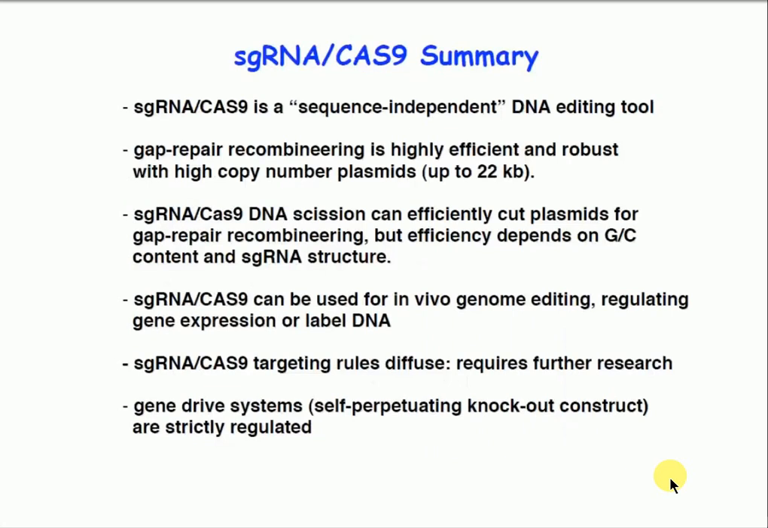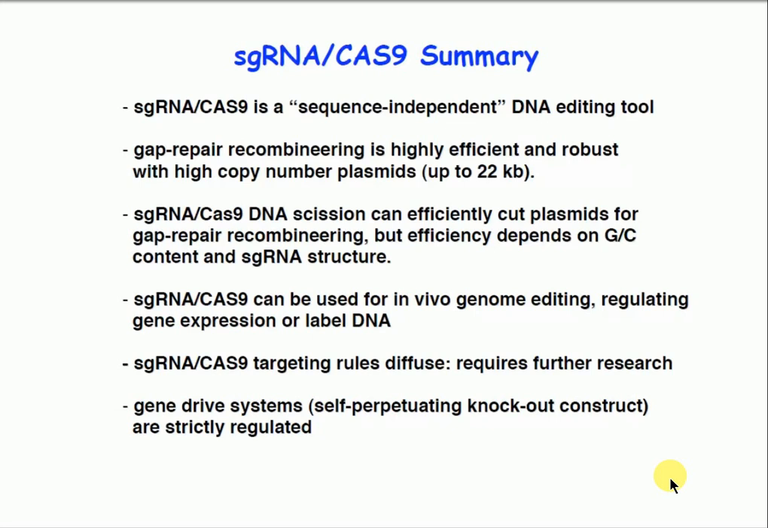So just want to summarize this part. sgRNA and Cas9 is a sequence-independent DNA editing tool. So we can determine the specificity by designing where the sgRNA is going to hybridize. Gap repair recombination is highly efficient and robust with high copy number plasmids. So we can use this homologous recombination also in bacteria to manipulate plasmids. And this is very efficient.